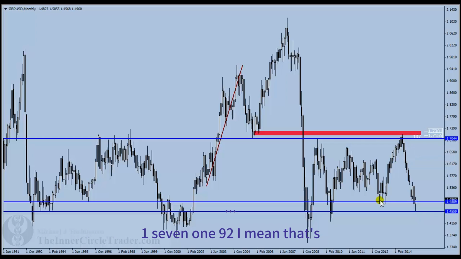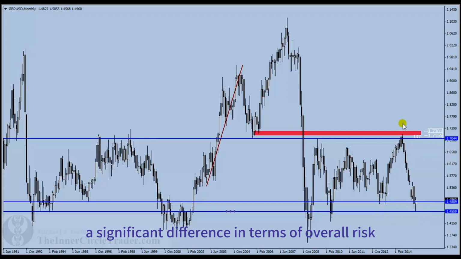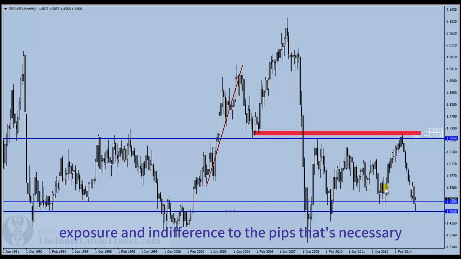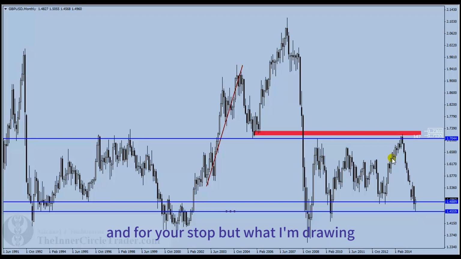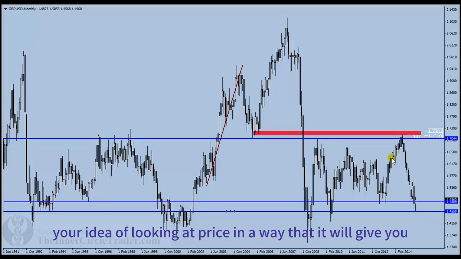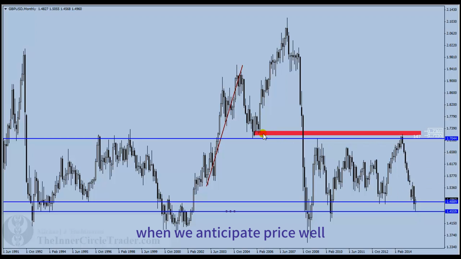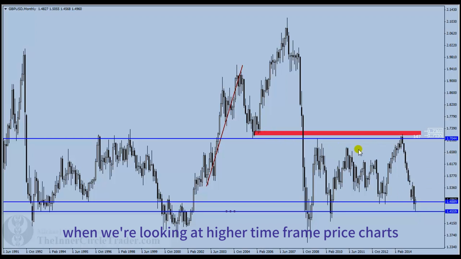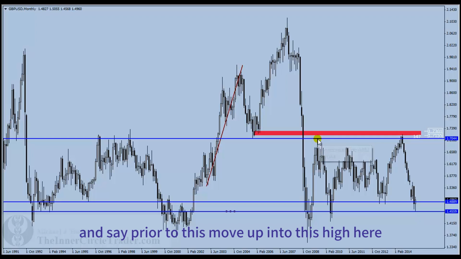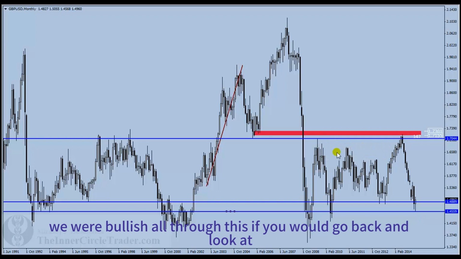Well, when we're looking at higher time frame price charts, and say prior to this move up into this high here, as price was rallying up, we were bullish all through this. If you go back and look at all of my YouTube videos, we were calling higher prices in the cable, higher prices in the euro, lower prices in the dollar. And if you go on my website, you'll see links for market reviews that were discussing all this as well. The idea was you look at old highs for price to reach to them.